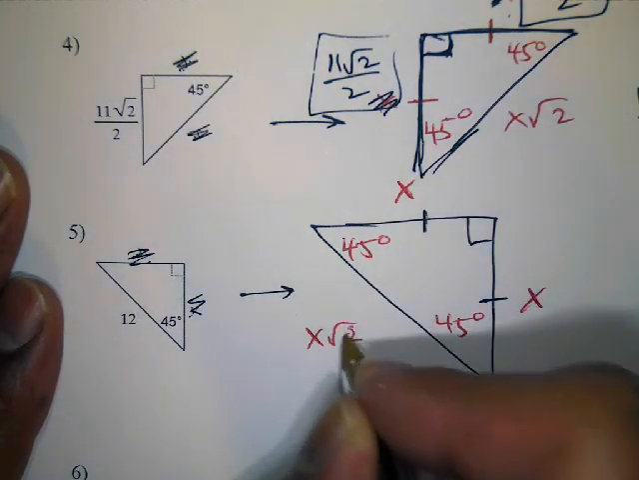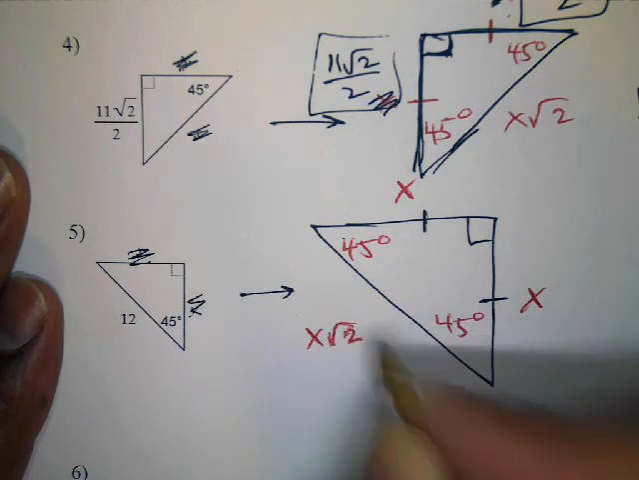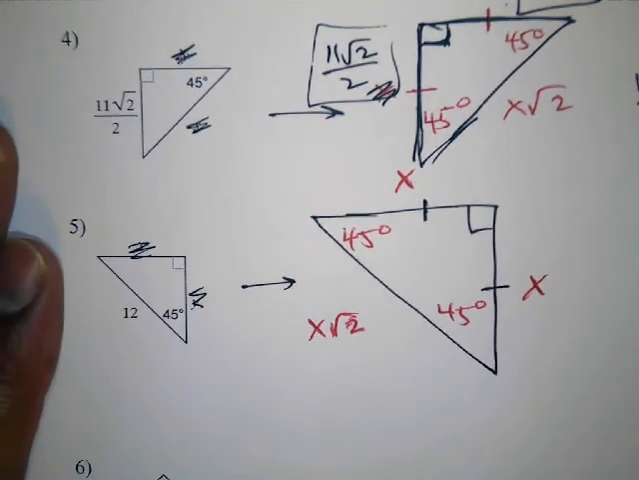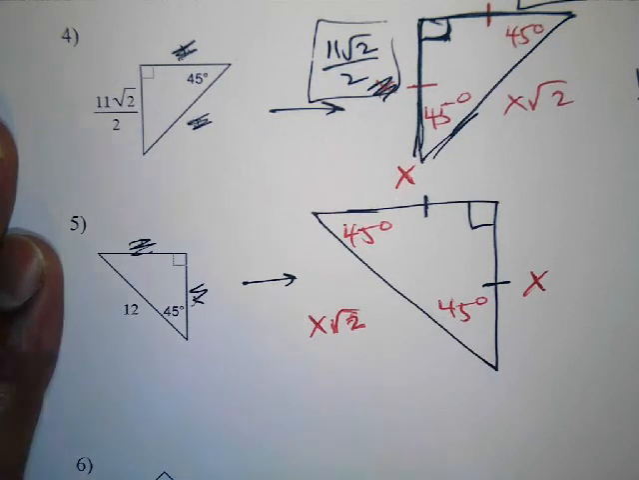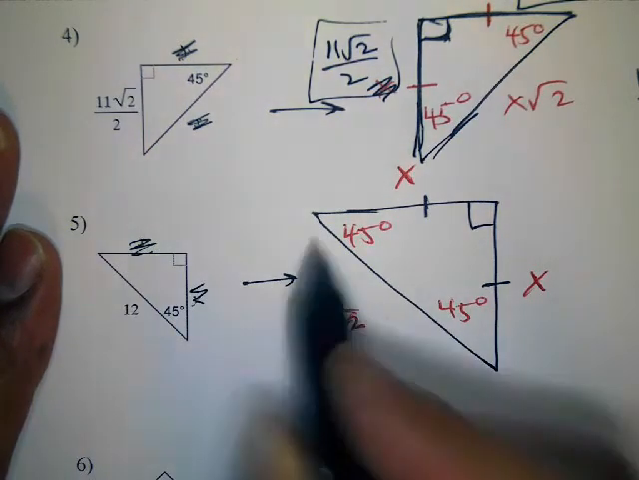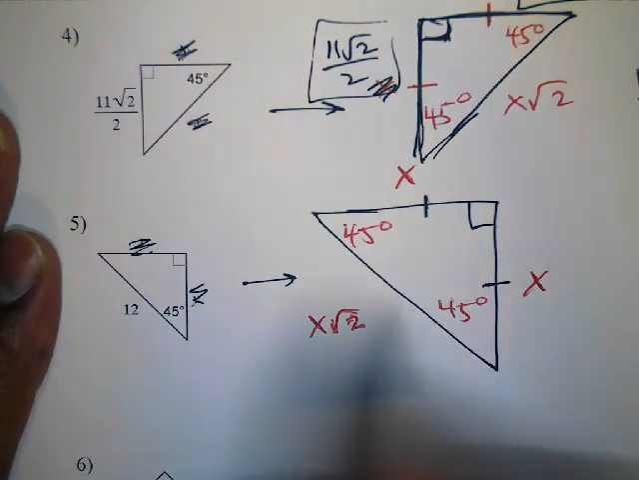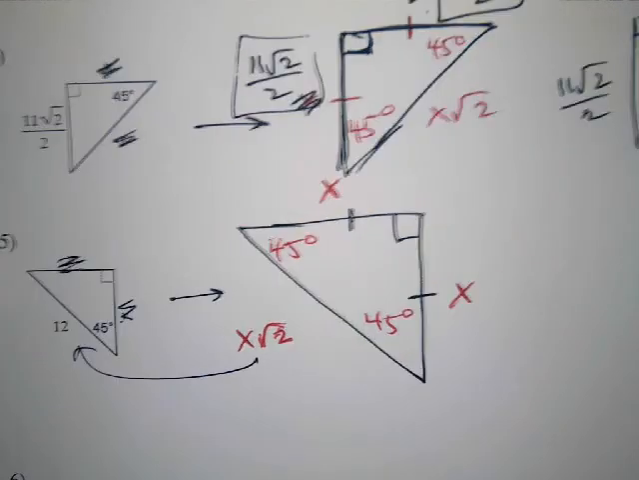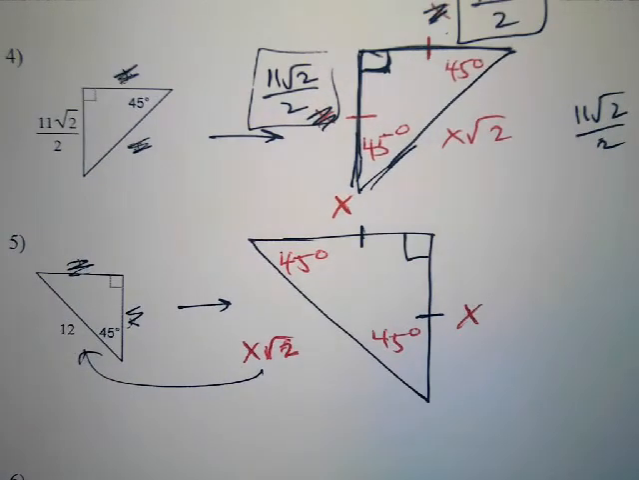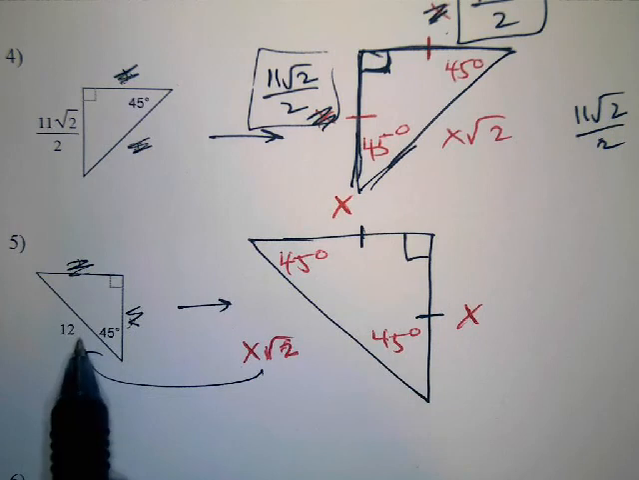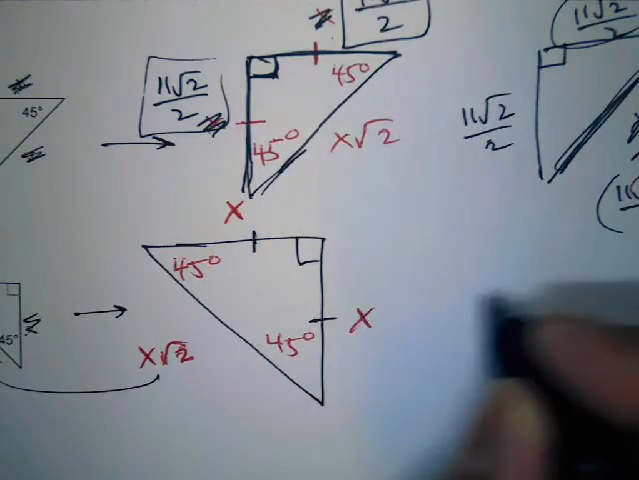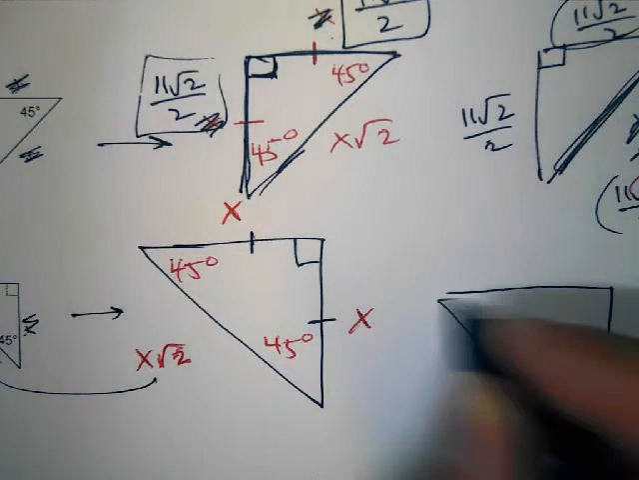But I know that this leg is congruent, and I know this. And remember, label the sides. This should be x. This should be x. This should be x root 2. Okay. Here, it says that this side, this x root 2, is equal to what? It says that x root 2 should give me a 12.